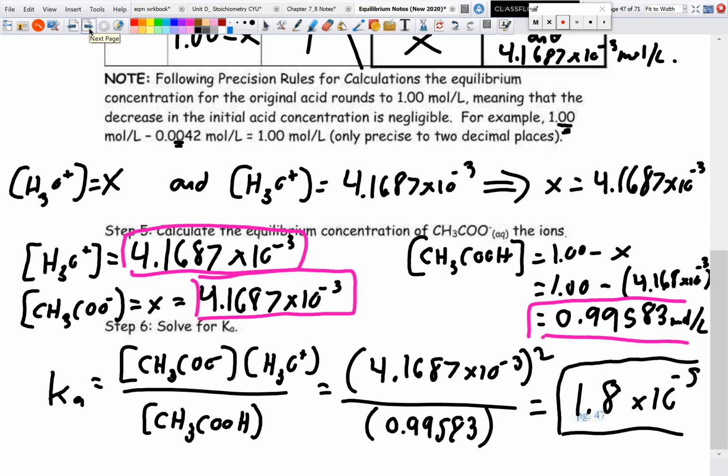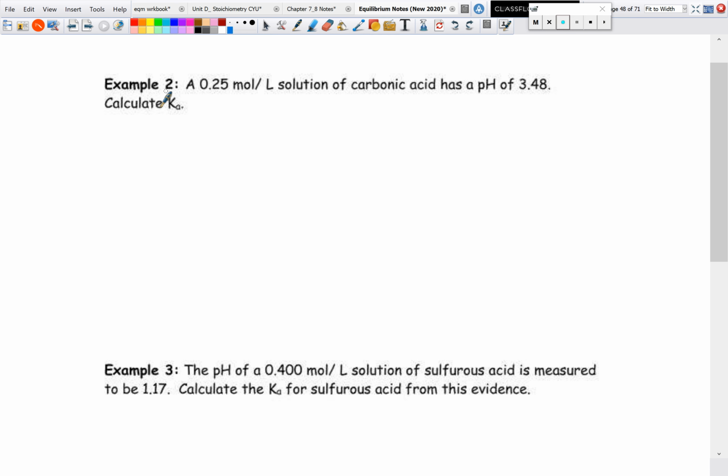So example 2, this one kind of had step-by-step for you. Example 2 does not have these step-by-steps. It just says a 0.25 molar solution of carbonic acid has a pH of 3.48. Calculate the ionization constant. All right, so just like before, you want to write out the reaction. And of course, it is in equilibrium.